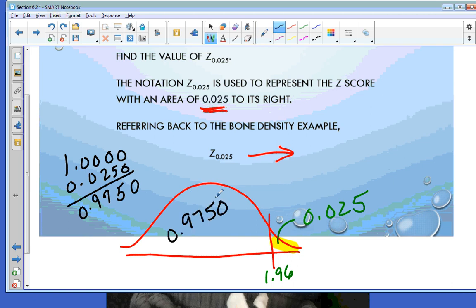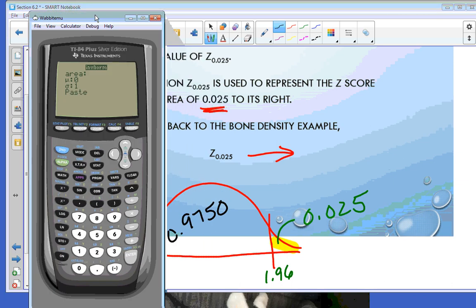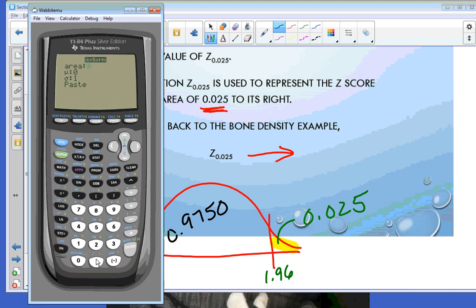So I know the area from the very left-hand side up to my z is 0.975. I'll have that there. Those of you that have the other one, you'll just close your parenthesis, and I get 1.959, which really is the same as 1.96.